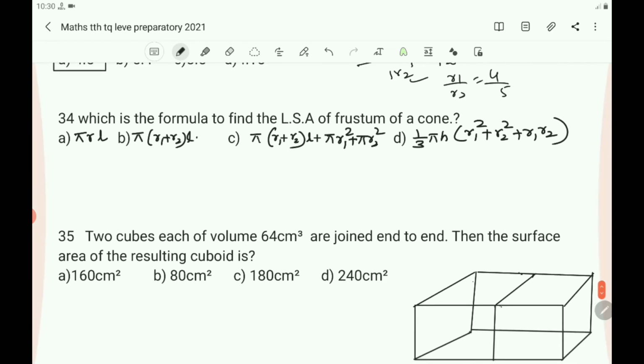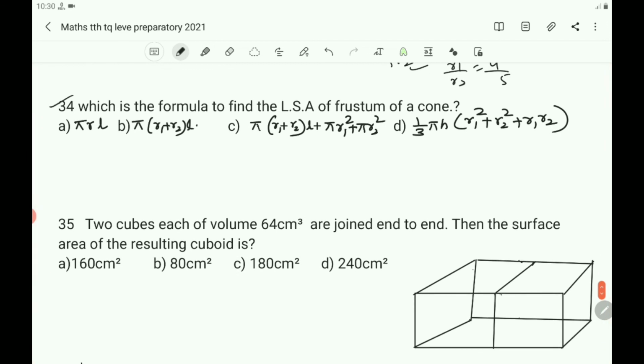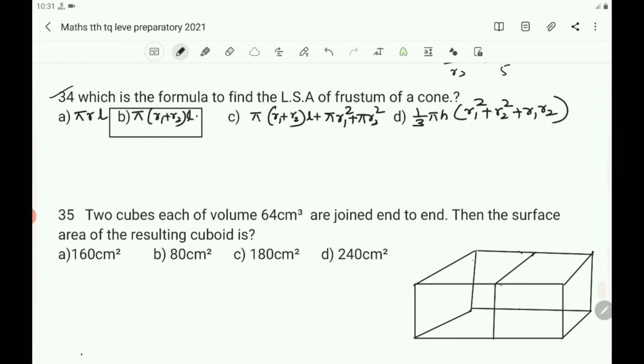Next, you take question number 34. Which is the formula to find the LSA of a frustum of a cone? LSA of a frustum of a cone is nothing but the curved surface area of the frustum of a cone, that is pi into R1 plus R2 into L.